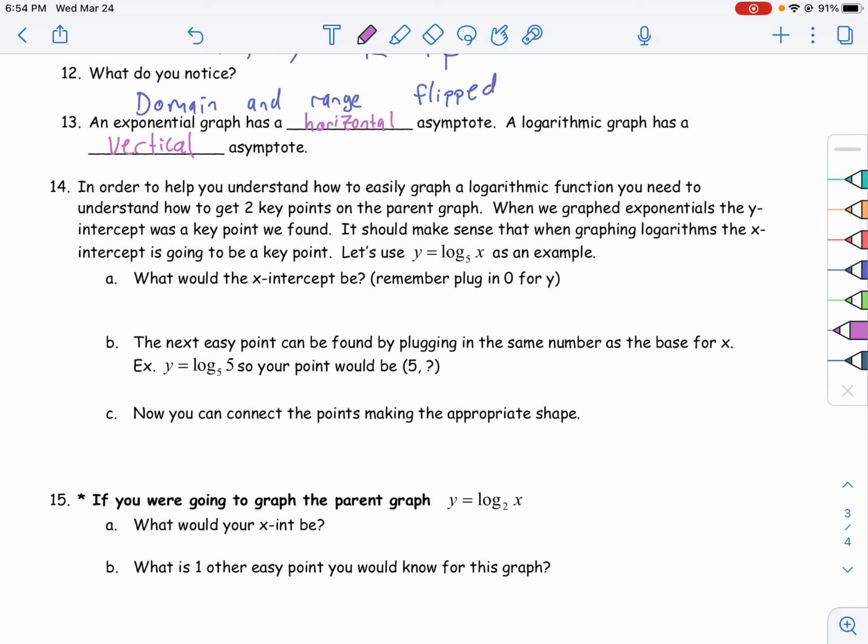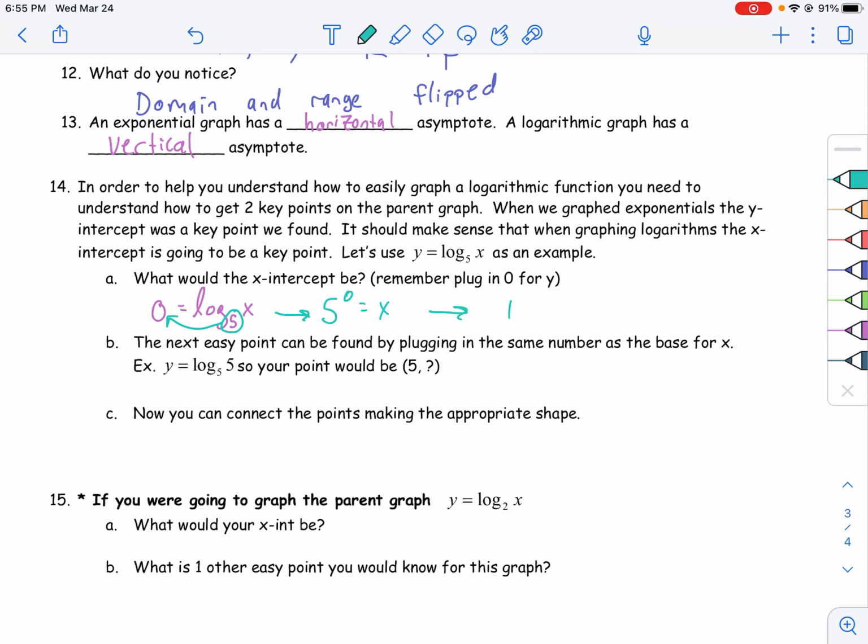When we graphed exponentials, the y-intercept was a key point that we found. It should make sense that when graphing logarithms, the x-intercept is going to be a key point. Let's use y equals log base 5 of x as an example. What would the x-intercept be? Remember, plug 0 in for y. So we're saying that 0, because that would be the x-intercept, is equal to the log base 5 of x. Then if we flip this to its exponential form, 5 raised to the 0 is equal to x.